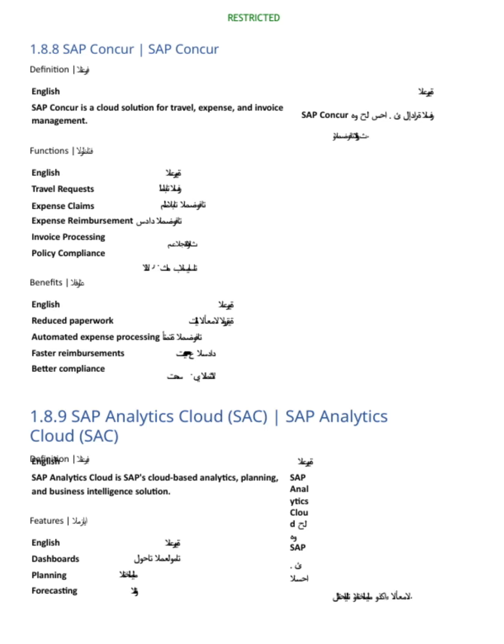Let's take a look at two powerful tools in SAP's cloud portfolio, SAP Analytics Cloud and SAP Concur. SAP Analytics Cloud combines analytics, planning, and business intelligence in one seamless platform, helping organizations make smarter decisions faster. On the other hand, SAP Concur streamlines travel, expense, and invoice management, reducing paperwork and speeding up reimbursements. Together, these solutions simplify complex processes, improve compliance, and boost efficiency across the business.